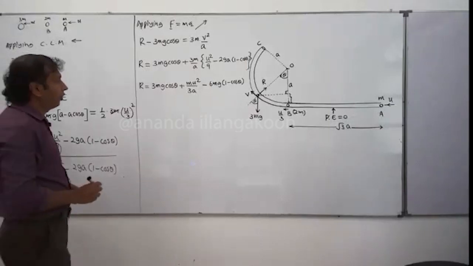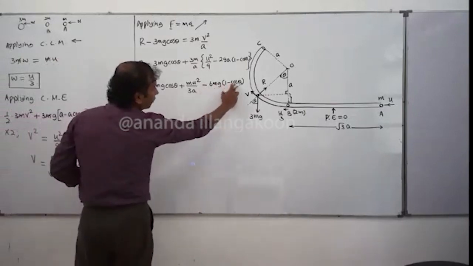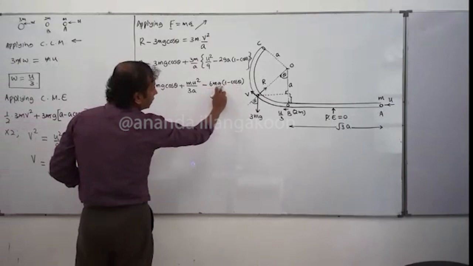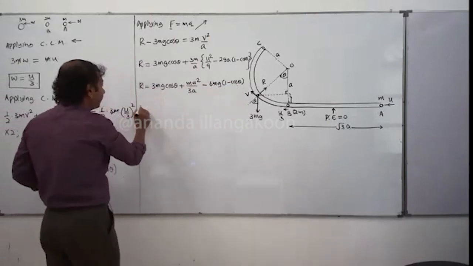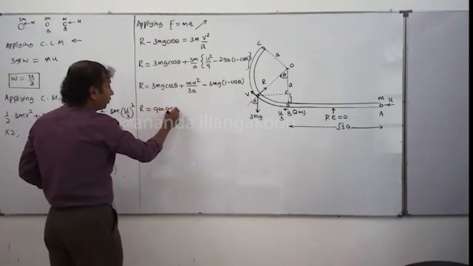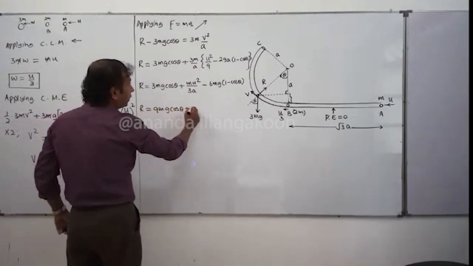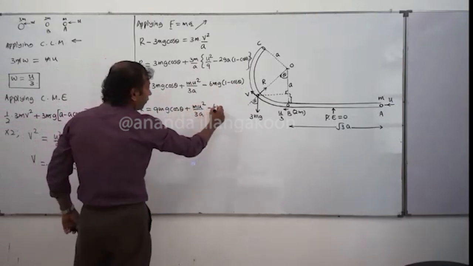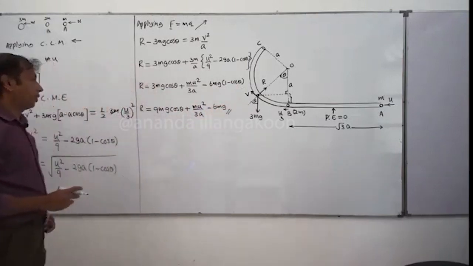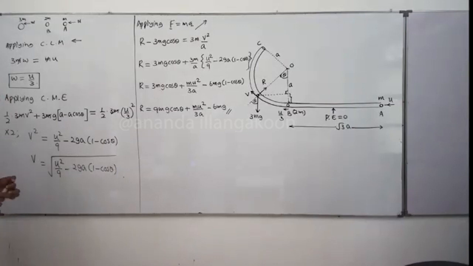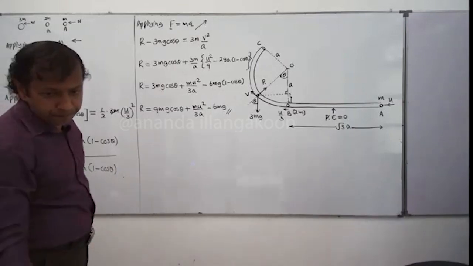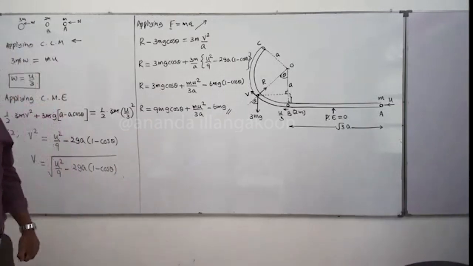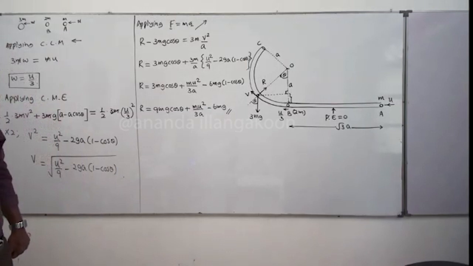Now we will simplify this: minus 6mg times minus cos theta. When you multiply, we get plus 6mg cos theta here, with 3mg cos theta, altogether 9mg cos theta. Plus here mu squared upon 3a, minus 6mg is the normal reaction R. Right?